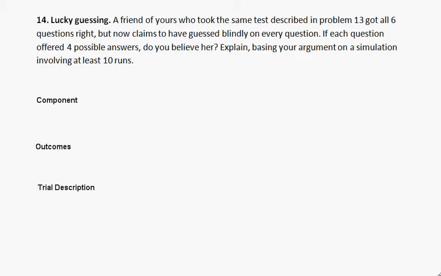Okay, so run 10 trials. So let's think about this just a little bit. So the probability of success, if there's 4, right? If there's 4 answers, the probability of success is 0.25, or I could say 1 out of 4. Okay, so the probability of failure is 3 out of 4, or 0.75. Okay, and the number of trials we want to run is 6.